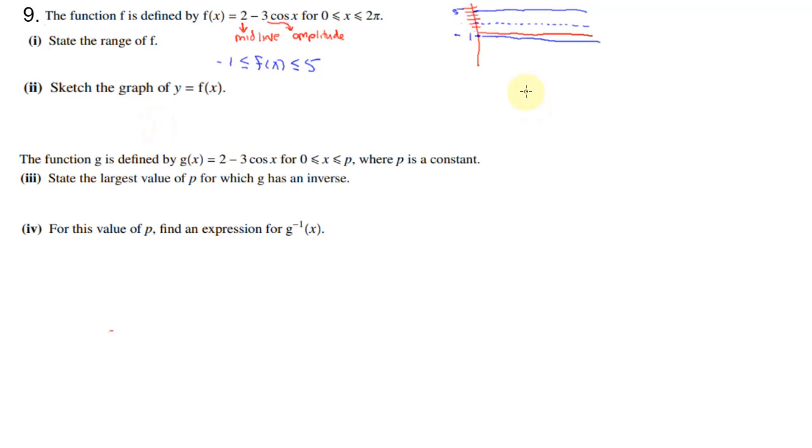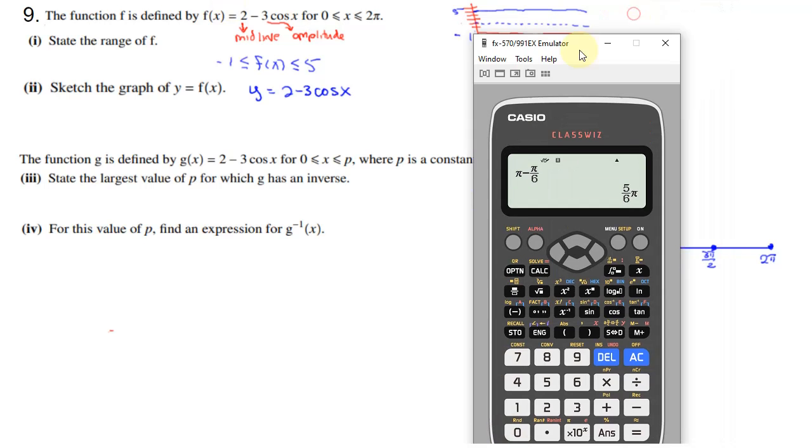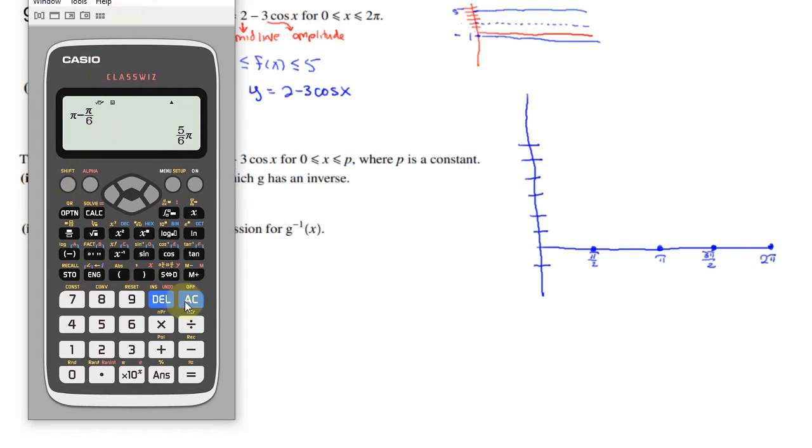Now they want me to sketch it, which I should have probably done bigger to start with, but anyway, here we go. And I'm going from 0 to 2 pi. So these are the values I'm going to look at, and I'm going to just basically plot these points in the calculator. It's set for radians. And so 2 minus 3 cosine x.